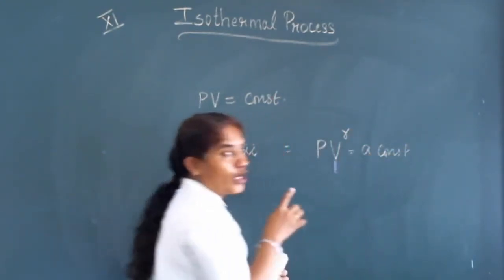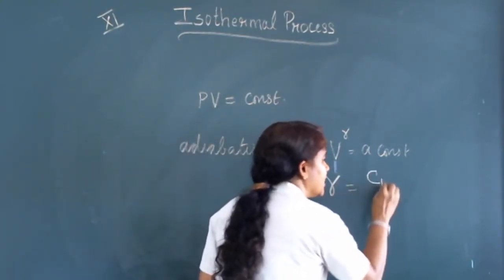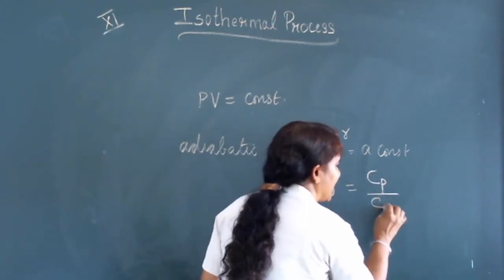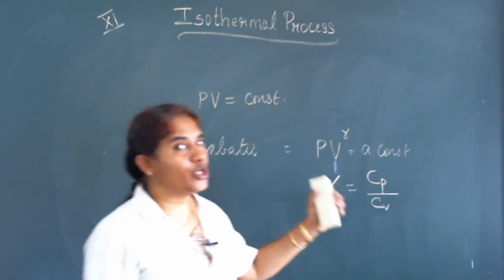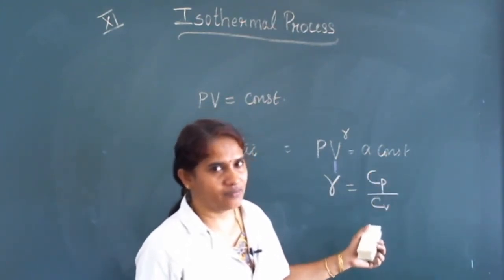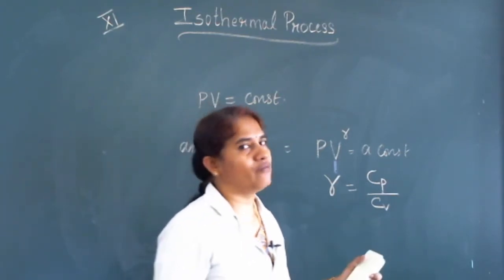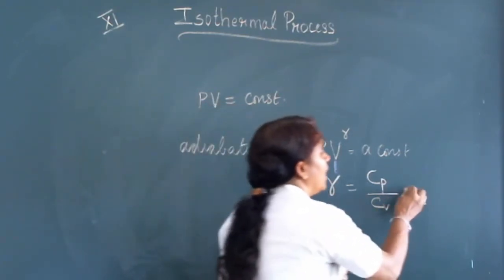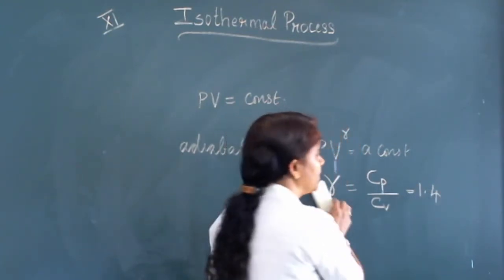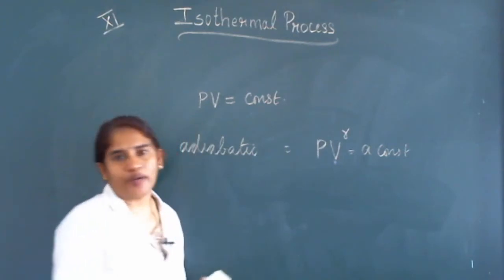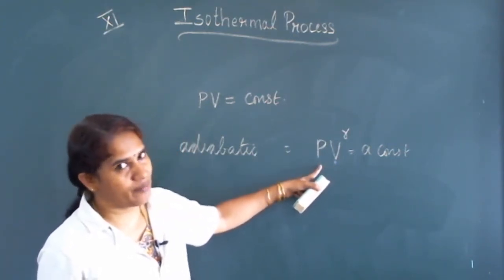In order to understand gamma easily, gamma is nothing but, you have studied about specific heat capacities, the ratio of two specific heat capacities. Specific heat capacity of the gas at constant pressure to that at constant volume is known as gamma, and usually we use its value, which is equal to 1.4 at normal temperature and pressure. So, PV raised to gamma is a constant is for adiabatic.